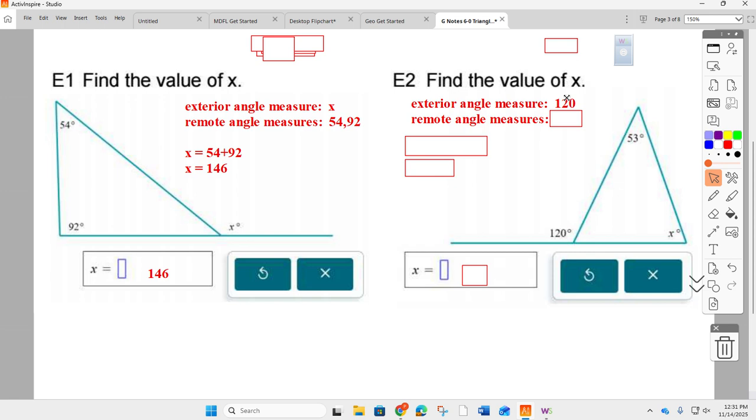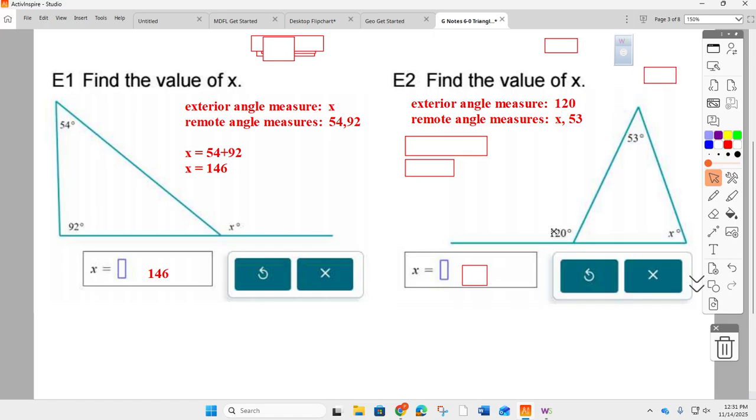So what are the measures of the remote angles? What would you say? Thomas? Well, we have two angles marked in there, right? Give me the one you're confident about. 120. That's an exterior, right? The remote angles are the interior ones. 53. Yeah, 53 is one. Now, x is a variable, but it's also the measure of this angle, right? So x and 53 are our remote angle measures.